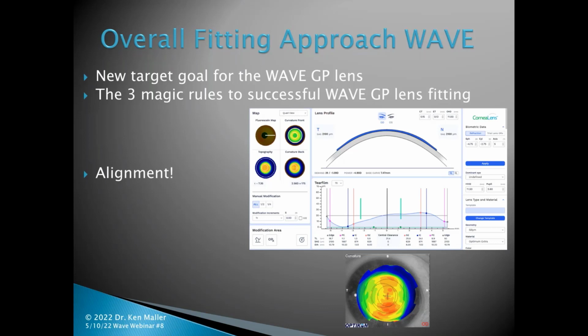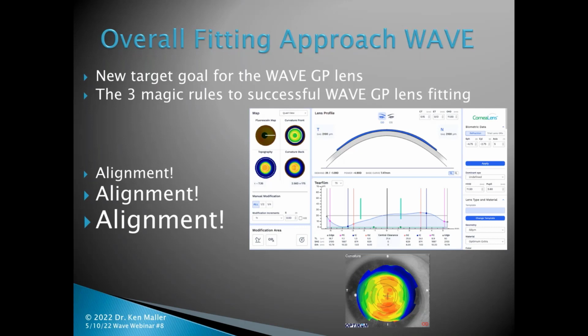We really want to get the lens to align with that cornea. The second rule is alignment. Make certain you get this lens to align. And the third rule is alignment. It's a very easy set of rules to remember. We're just trying to get the lens to align to the cornea.